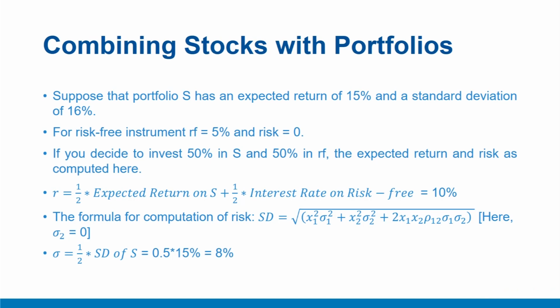So in this case, R equals 1 upon 2 times expected return on S plus 1 upon 2 times interest rate on the risk-free rate, which is equal to 10%. What about the standard deviation? Standard deviation is 50% of the standard deviation of S. This is so because the standard deviation of the treasury bill is 0, and therefore sigma equals 1 upon 2 times standard deviation of portfolio S plus 1 upon 2 times standard deviation of the risk-free instrument, which is equal to 0.5 into 15%, which is equal to 7.5% or approximately 8%.